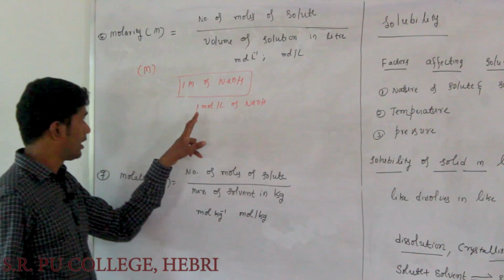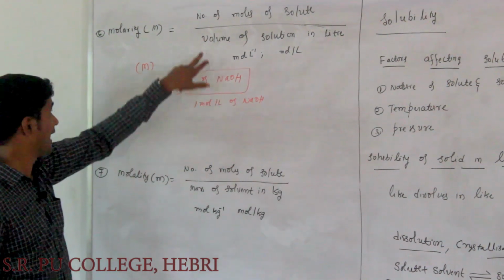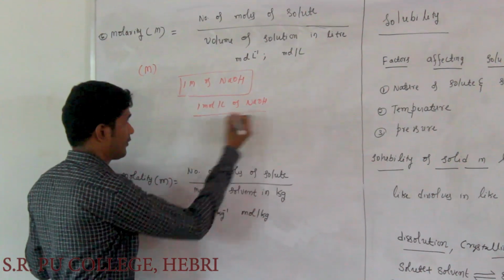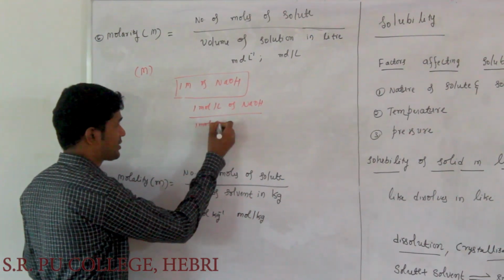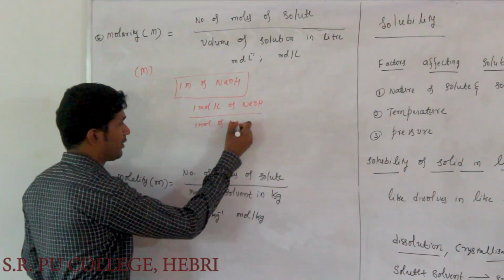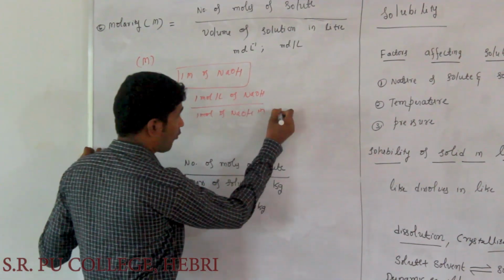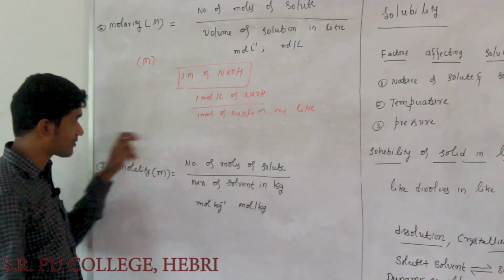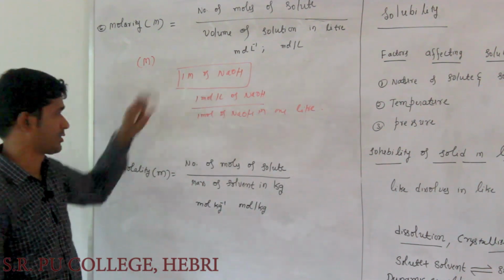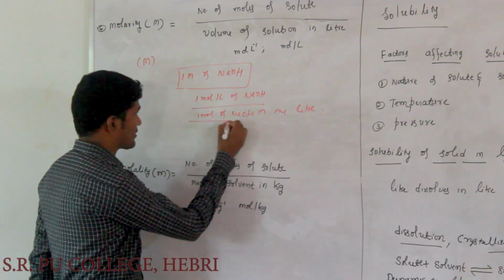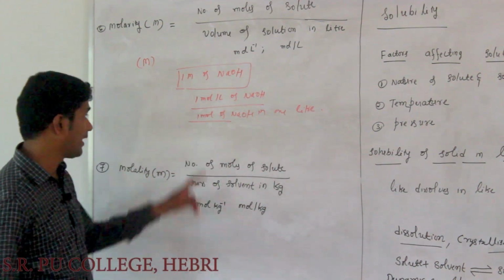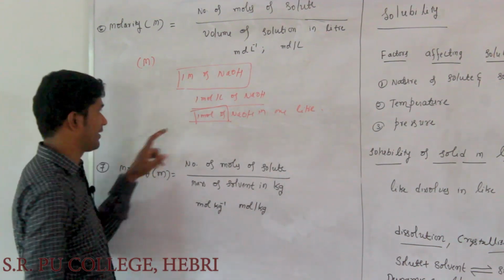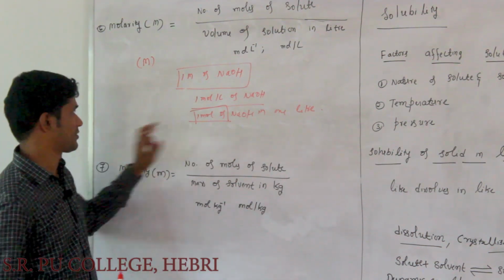You dissolve 1 mole of NaOH in 1 liter of water. When you dissolve 1 mole of NaOH in 1 liter of solution, or in any solvent, you will get a 1 molar solution. So how do you dissolve 1 mole of NaOH, or how do you get 1 mole of NaOH?